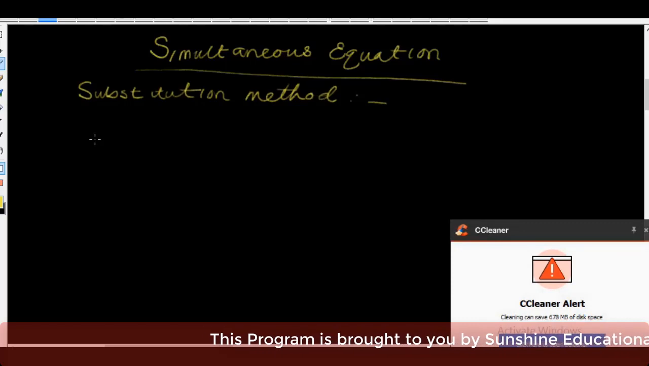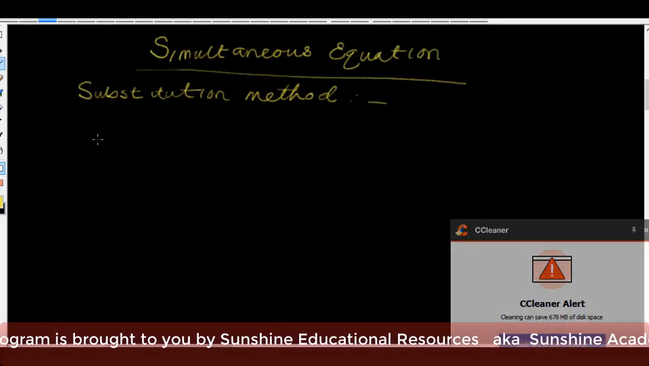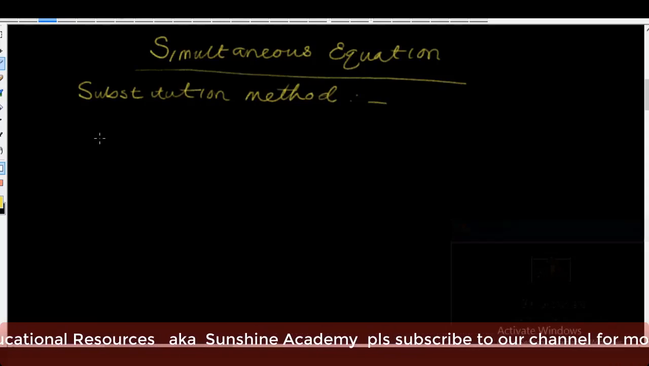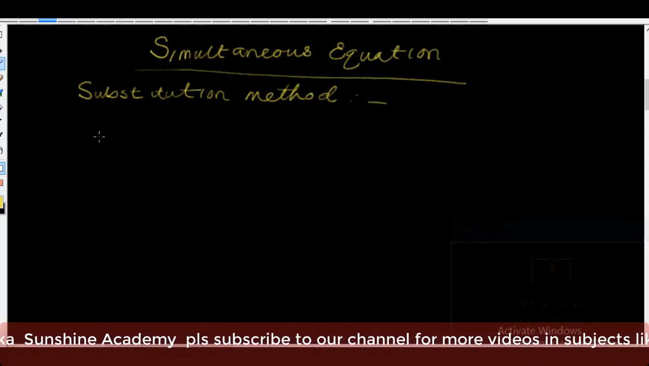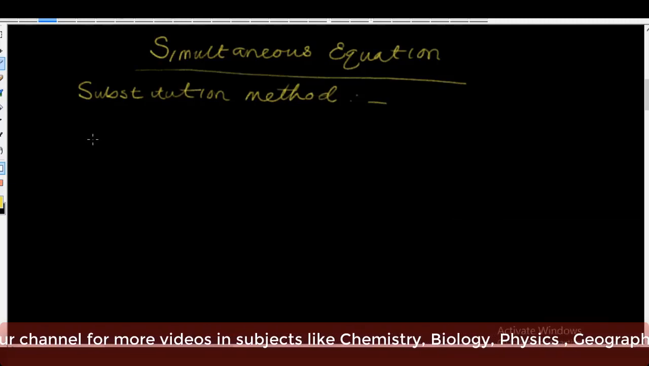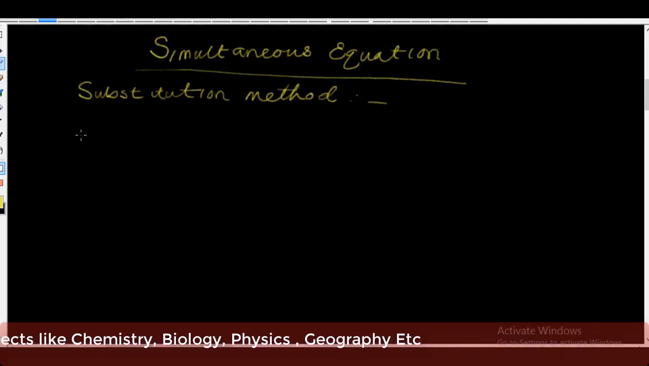Today in mathematics, we are going to continue with simultaneous equations. In the previous lessons, we solved problems involving simultaneous equations, but we used the elimination method to solve those problems. And so today we're going to use the substitution method to solve simultaneous equations.